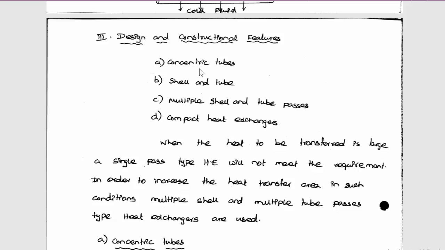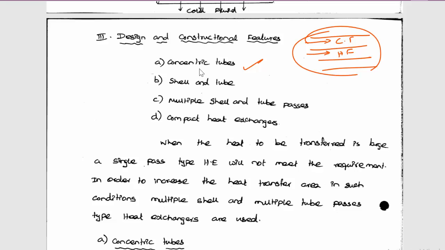In this type of classification, the first one is concentric tube. As I already told you, a tube will be there, and over that, another tube will be there. In the inside cylinder, hot fluid or cold fluid may flow, and in the outside cylinder, maybe hot fluid or cold fluid may flow. These kinds of heat exchangers are called concentric tubes. Okay. The next thing, shell and tube heat exchanger.